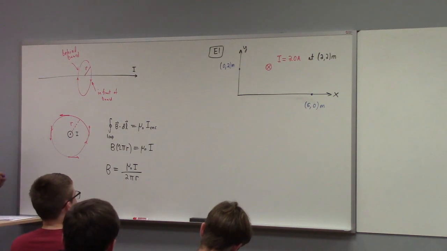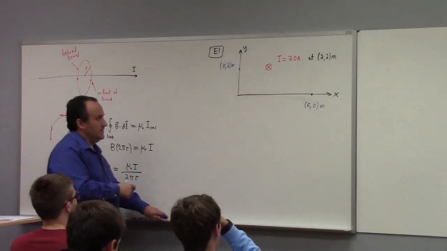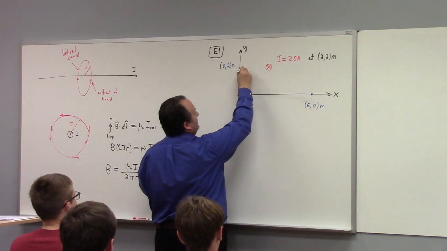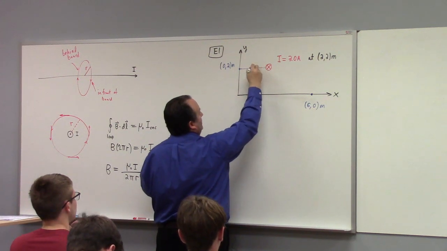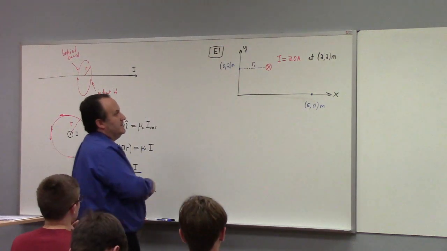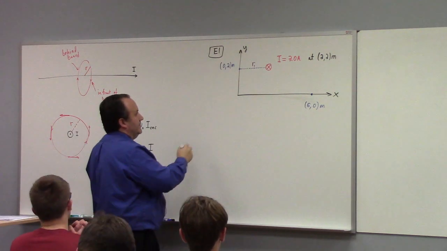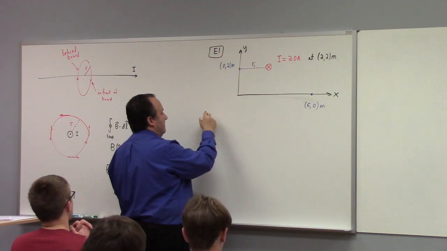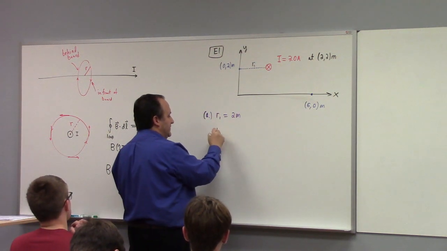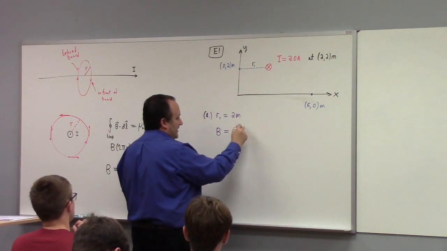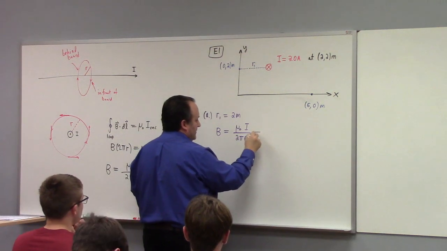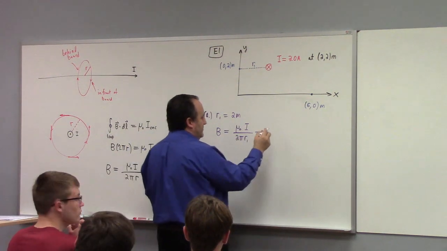So let's figure it out. For the first problem, we'll do the easy one first, this one here. This is my R, let me call it R1. What's that distance? R1 is equal to 2 meters. The magnitude of the magnetic field is mu naught I over 2 pi R1, which in this case is, what was our mu naught? What was it, 4 pi?